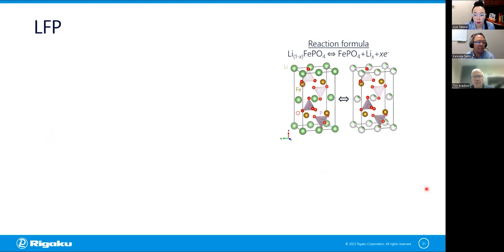So today I have an example on the LFP. This is lithium iron phosphate, and the lithium is moving in and out from the iron phosphate layer structure together with the electron. This is a reaction formula. Let's see how quickly we can charge these specific batteries.